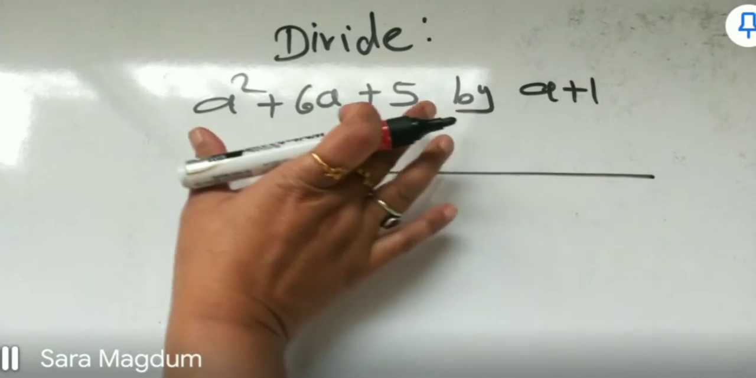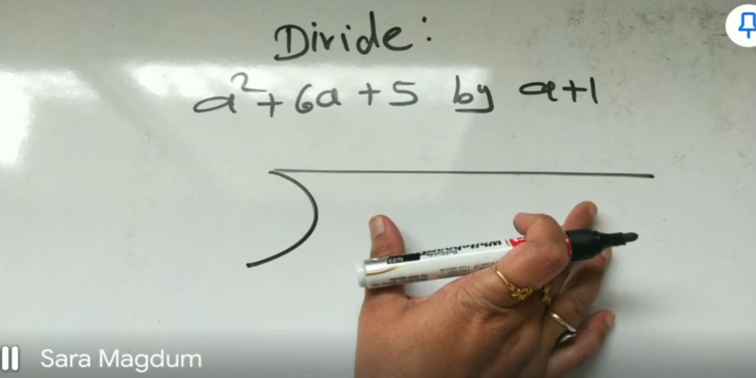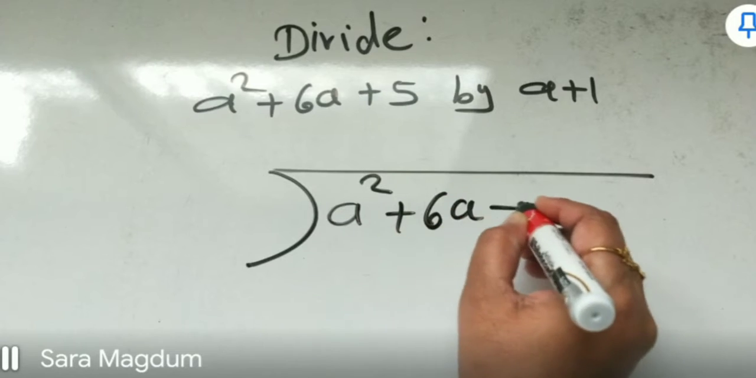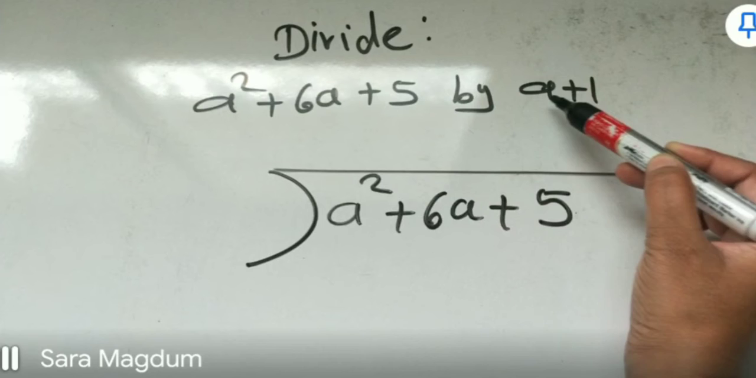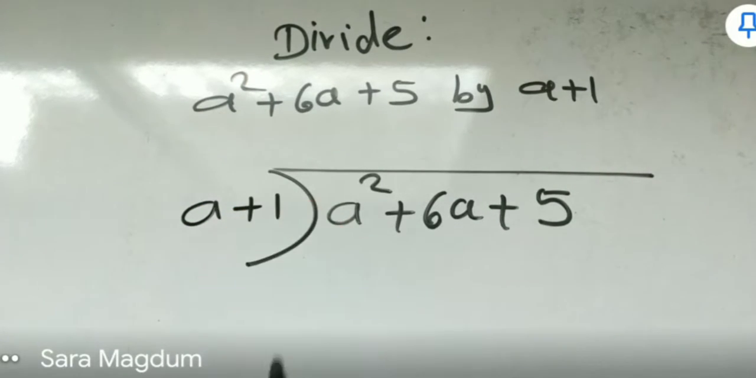This is the dividend. Always the longest polynomial, the greater one, you will write inside the sign of division. So I'm going to write here a square plus 6a plus 5, and you need to divide this long polynomial by a plus 1, right? By a plus 1 means its position is here, a plus 1. So here it's clear what is dividend and what is divisor.